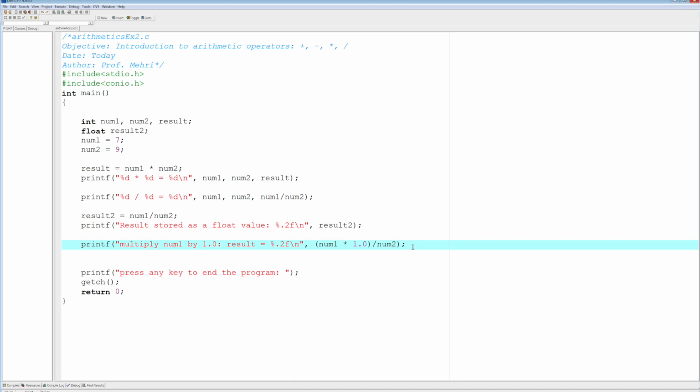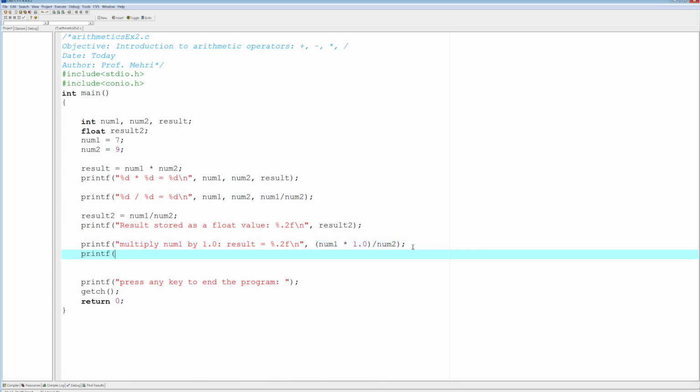Is there another way to do this? Yes. Printf. We're going to do what we call typecasting num1 into a float. And result equals, and again, percent 0.2f. So we're going to keep it at 2 decimal points, slash n. Now notice how I do this. Float num1. That's going to convert num1 into a float. And then divide by num2. And we should get the same result as if you multiplied by 1.0.